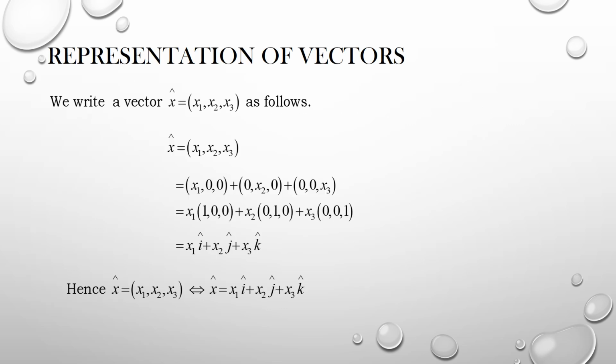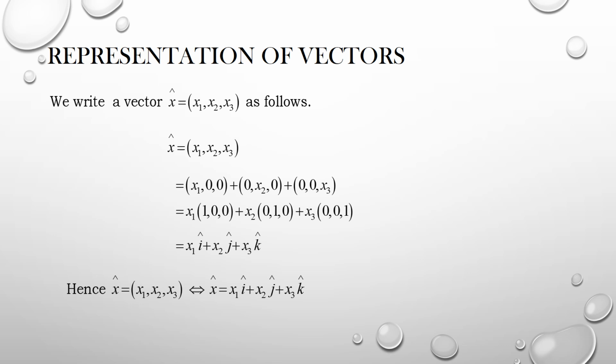Now let us see how to represent a vector in R3. First of all, let us take a vector x cap equals (x1, x2, x3). This is a representation of a vector in R3. We can represent the same vector in another way also. How to represent this vector? Let us see. Let us take x cap equals (x1, x2, x3).